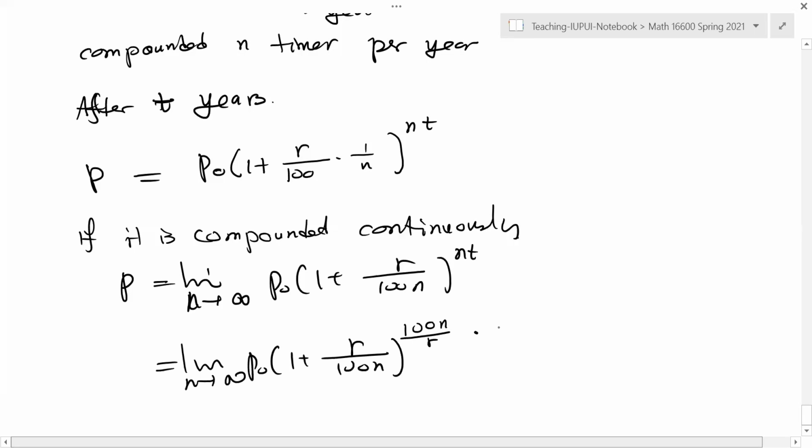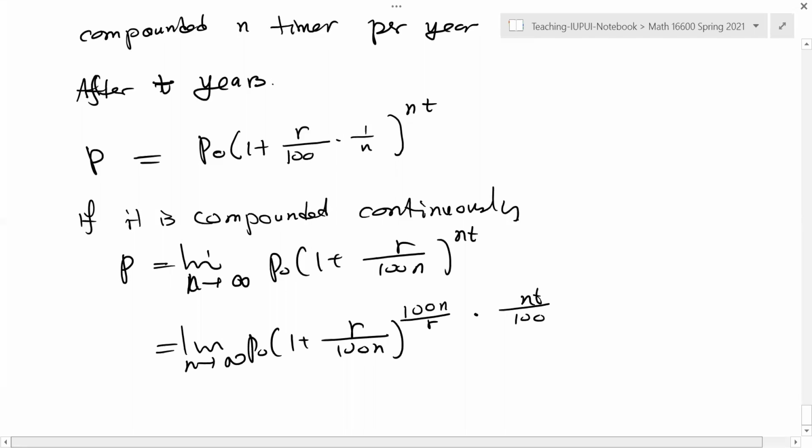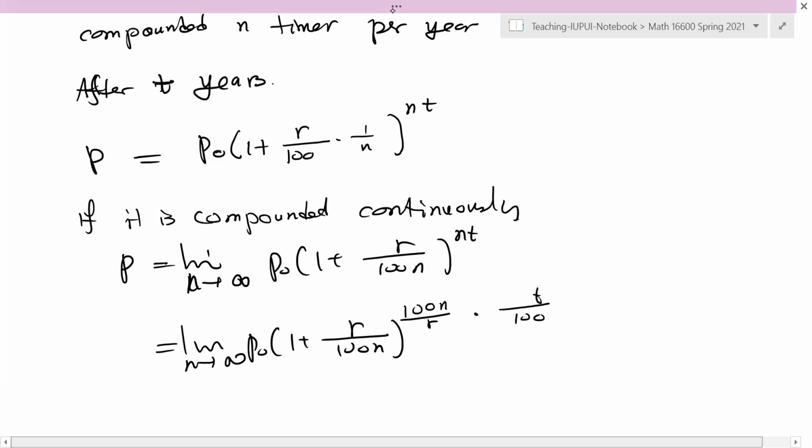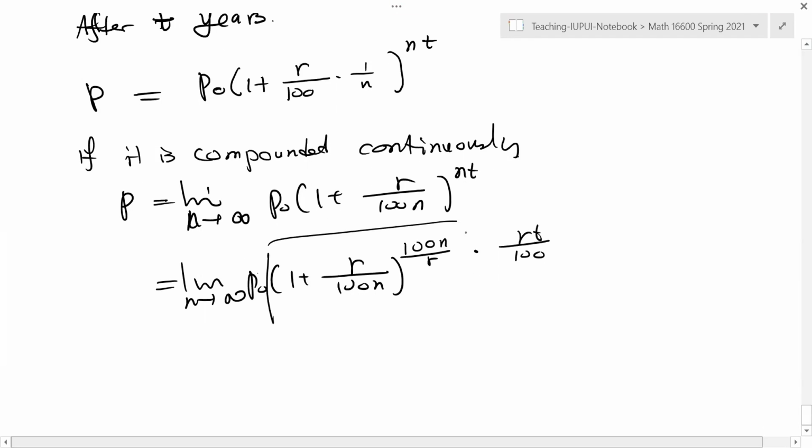Okay, so n is already used. So 100n and the t. This is a constant, fixed. After cancel out, it's just rt. There's no n, just t. Oh, r. Okay, r. Now we already did that. This limit is going to be e. It's P0 e to the rt over 100.